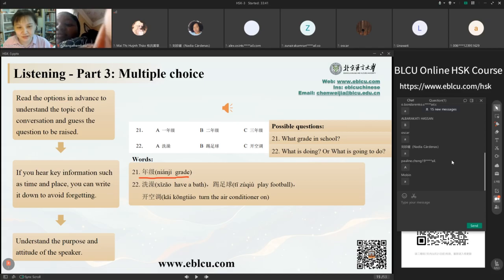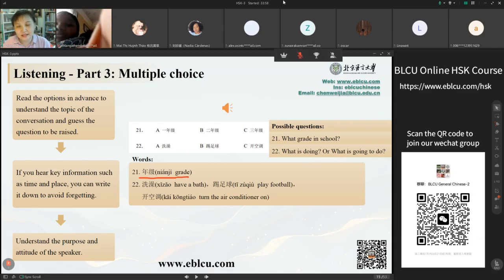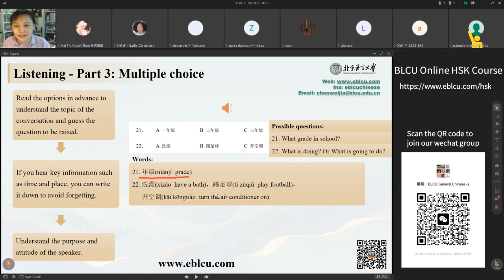Okay, you can type your answer. I saw someone say A and someone say B. Should be A. 洗澡. So the sentence is 外面太热了. It's hot outside. 我要去洗个澡. And the other girl is saying like, 这么热的天，你就不应该去打篮球. So they don't mention 踢足球, they don't mention 开空调. They just mention A, 洗个澡, have a bath. So should be A is the correct answer.